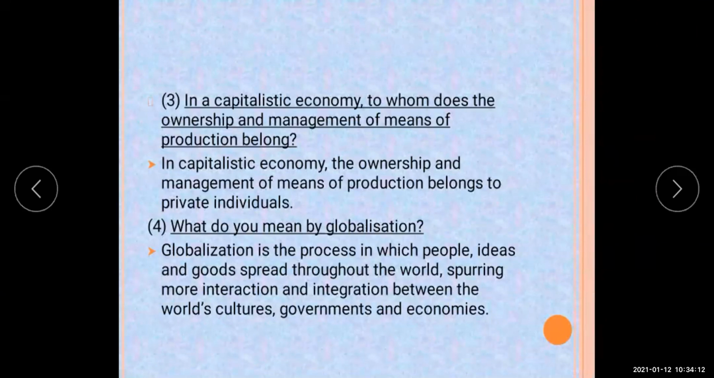Private individuals. Then, what do you mean by globalization? Globalization is the process in which people, ideas, and goods spread throughout the world. For example, brands like Mercedes cars and Nike shoes. When you write the meaning of globalization, please try to write examples there. It means more interaction and integration between the world's cultures, governments, and economies. So this was the revision with the help of question answers which are quite important in your exam.